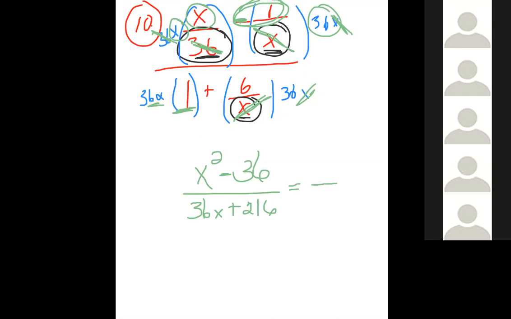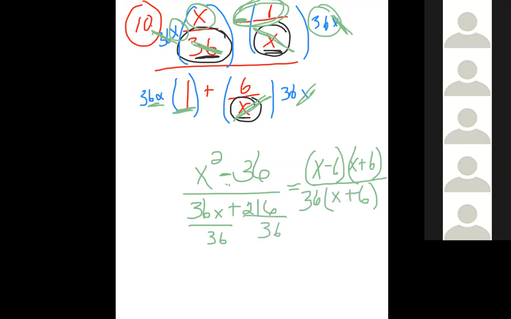There's more to this problem. We can factor the numerator into 2 binomials because this is a difference of 2 squares. So we get x minus 6, x plus 6. The denominator, guys, has a GCF of 36, so you want to factor it out. When you factor it out, 36x divided by 36 leaves you with x. 216 divided by 36 leaves you with 6. Now, what you will notice is that we have a common factor in the numerator and denominator. So we're going to simplify out the x plus 6. So what are we left with? We're left with x minus 6 over 36.